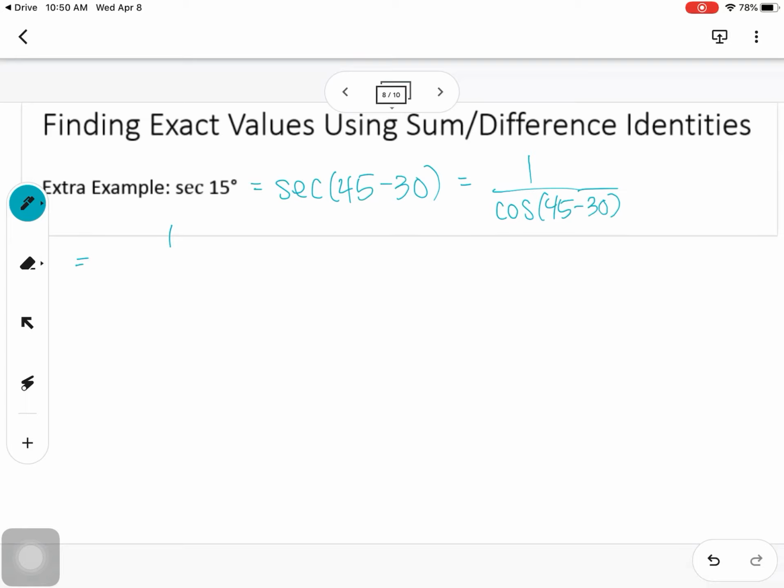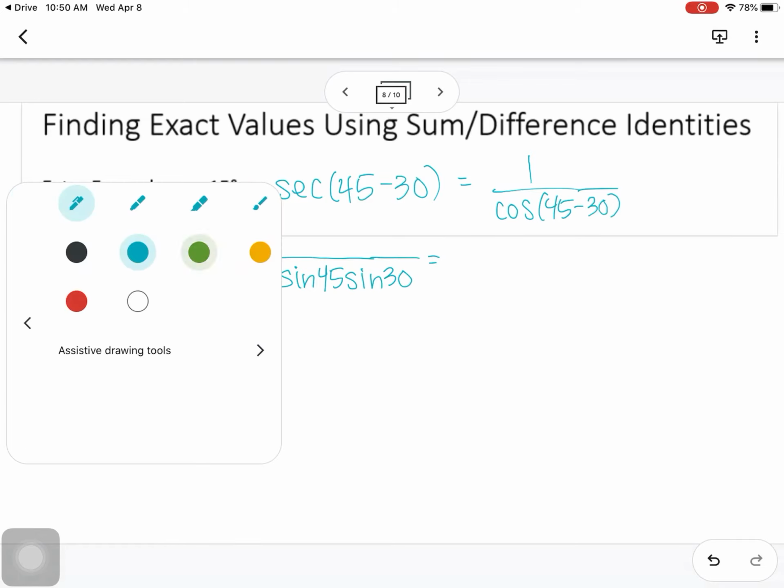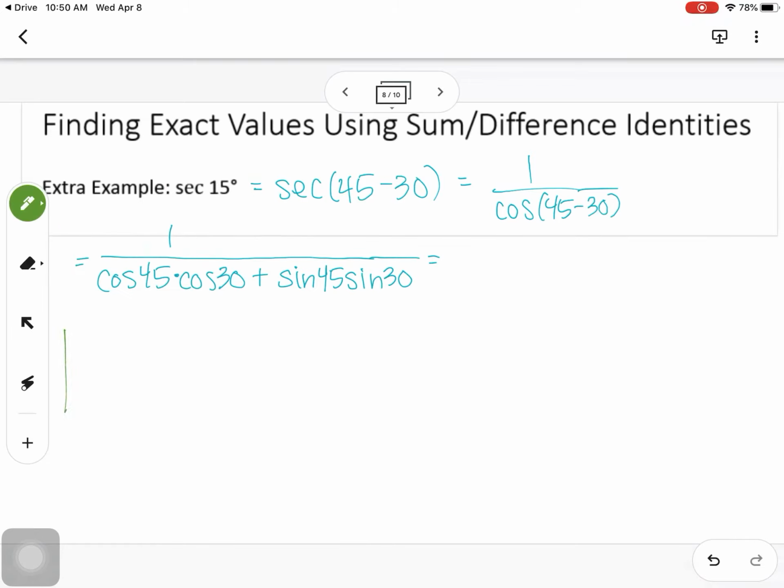And so I'm going to fill all of this in. I start by just treating it like a cosine function, but all just under a 1. So I'm going to do the cosine of 45 times the cosine of 30. That's a minus, so this is going to be a plus in the formula because your cosine is switched. Plus the sine of 45 times the sine of 30. And then again, now we take that step to actually evaluate those.